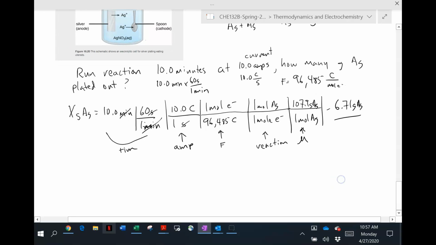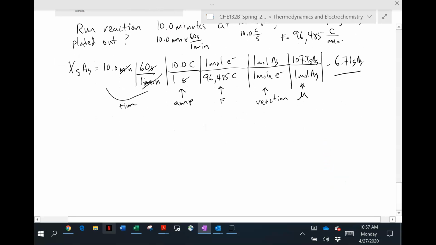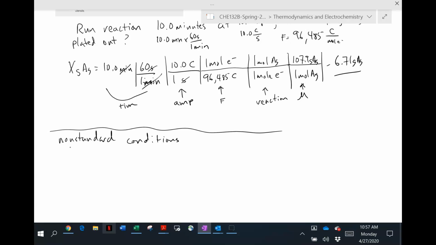The other kind of problem I want to talk about is non-standard conditions. And you deal with these all the time. You deal with this all the time because you probably have a cell phone, and that cell phone battery runs down and you have to charge it back up. And you didn't realize it, but you're dealing with electrochemistry at non-standard conditions when you're doing that.